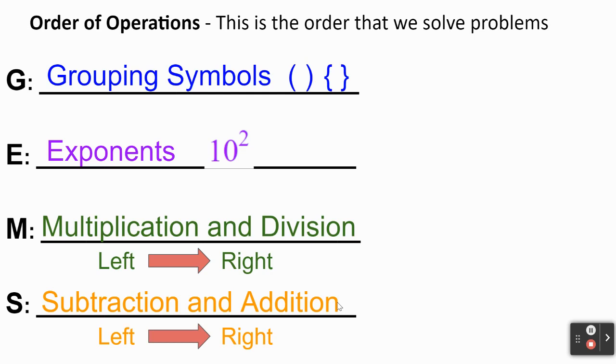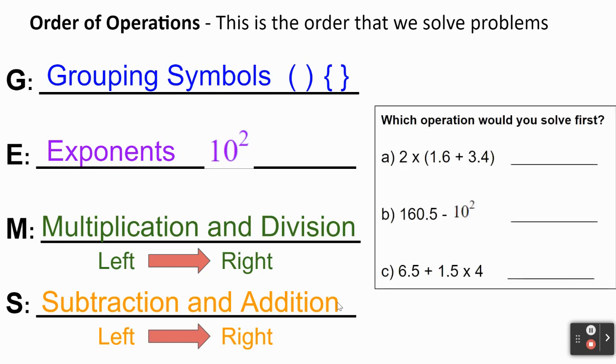Let's use GEMS to help us find the first step that we would take in each of these problems. In A, we have 2 times the quantity 1 and 6 tenths plus 3 and 4 tenths. Let's first see if there's any grouping symbols in problem A. We can see there are parentheses here. So we are going to solve what is inside the parentheses first. So the first step we would do is 1 and 6 tenths plus 3 and 4 tenths.